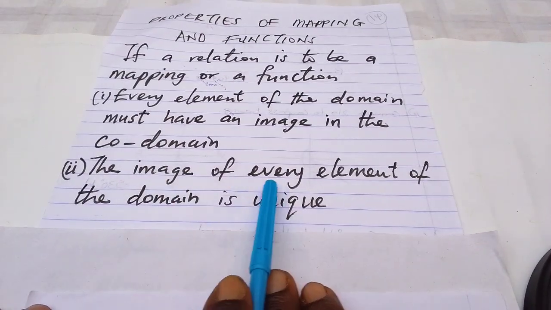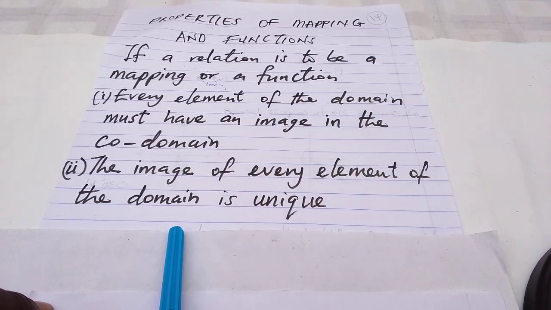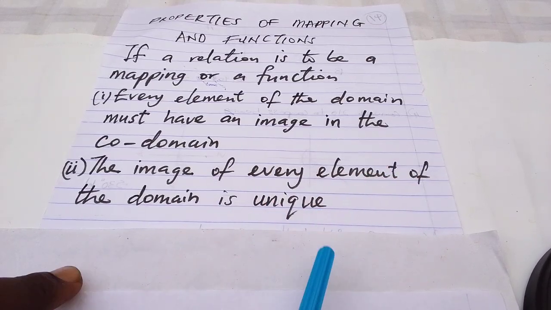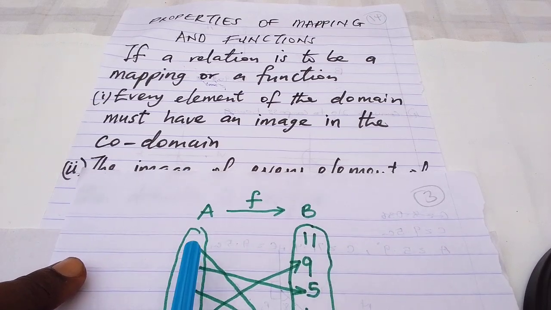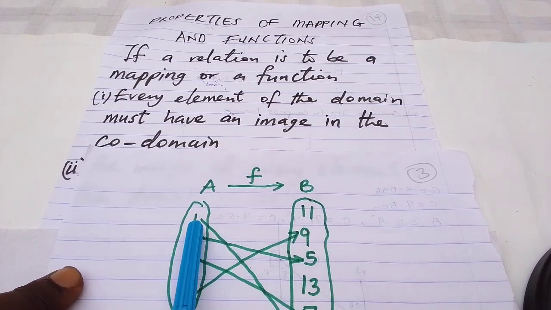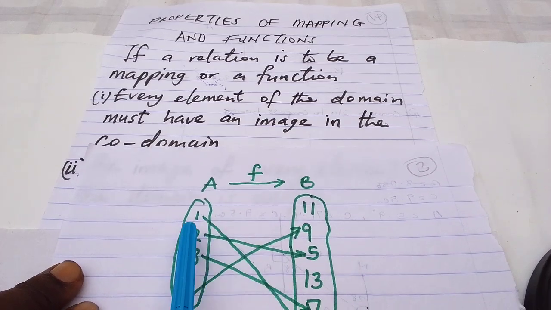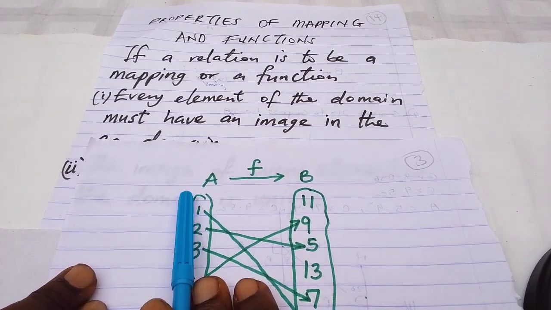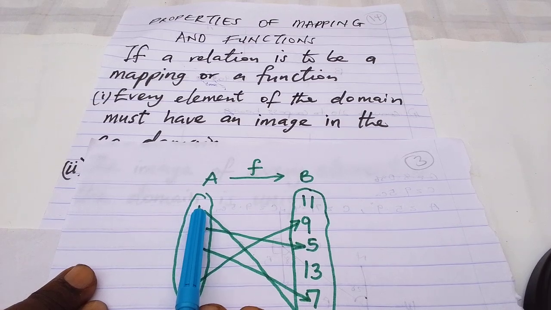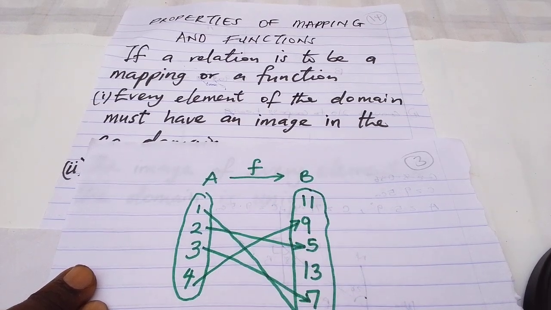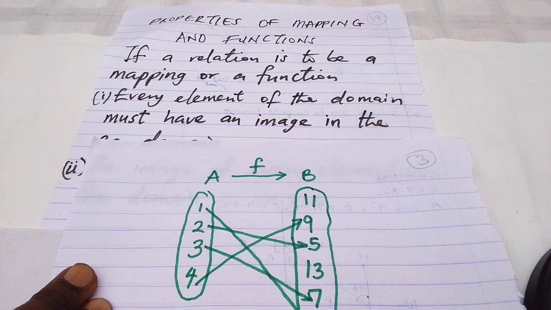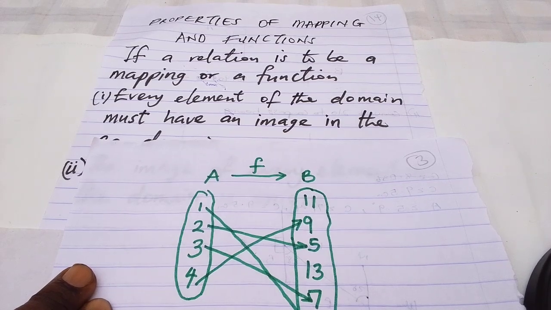Then the image of every element of the domain is unique. So that means it should have a definite value. An element in the domain here should not be assigned two images. It should have just one image. That's what that is telling us. An element in the domain should have one image, not two images in the codomain.